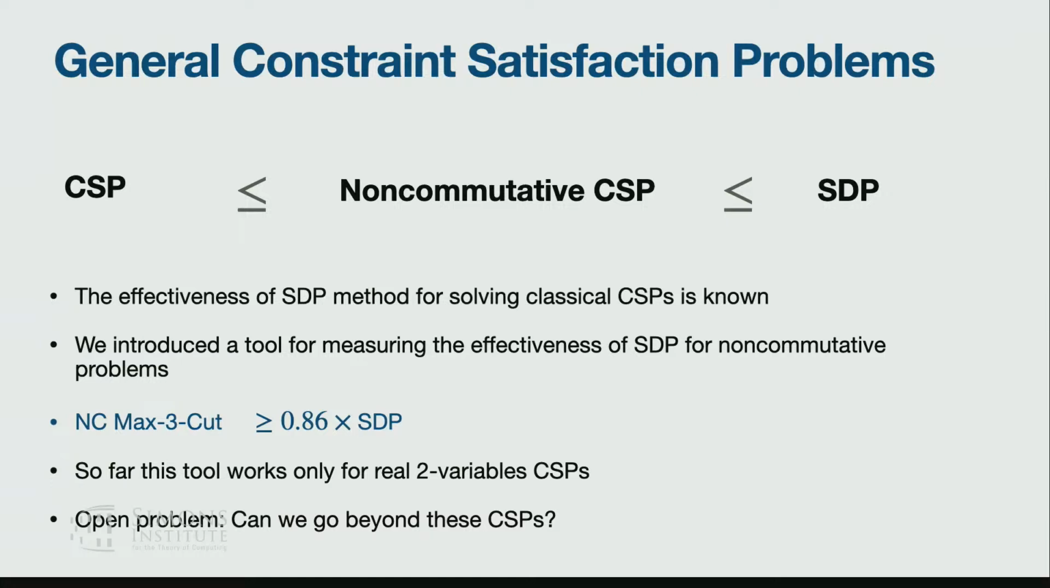I told you that this tool only works for two-variable CSPs, whereas the tools that we have for classical CSPs work for any CSPs. We know that, for example, if the Unique Games Conjecture is true, the basic SDP is always going to give you the best approximation ratio that you could hope for classical CSPs. We don't have such an all-encompassing theory for non-commutative CSPs. This was the first step, and we hope to be able to extend that.